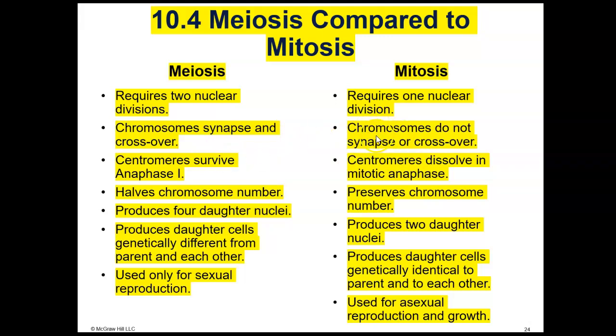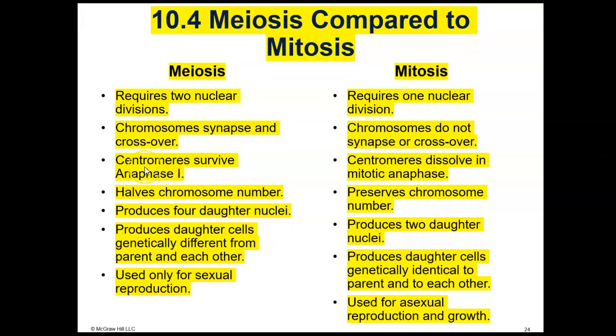That doesn't happen in mitosis. The homologous pairs exist, but they're just randomly scattered in the cell. They don't find each other and pair up together. It says the centromeres survive anaphase 1.